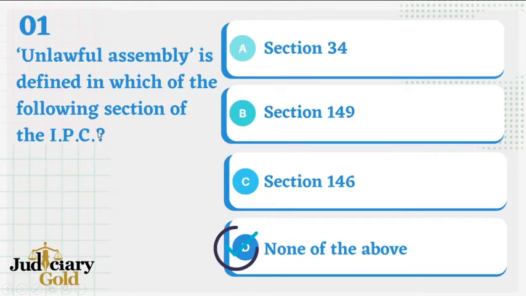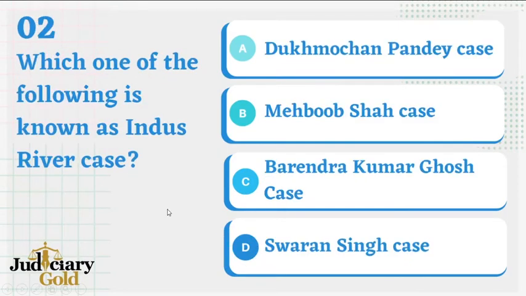Moving ahead, question 2. Which one of the following is known as the Indus River case? Options: Dukhmochan Pandey case, Mehboob Shah case, Barendra Kumar Ghosh case, and Swarn Singh case. The answer is Mehboob Shah case. Mehboob Shah versus Emperor is a landmark judgment. It is related to a murder case and it's a very old case where the court differentiated between common intention and common object. So the case that differentiates common intention and common object is the Mehboob Shah case.